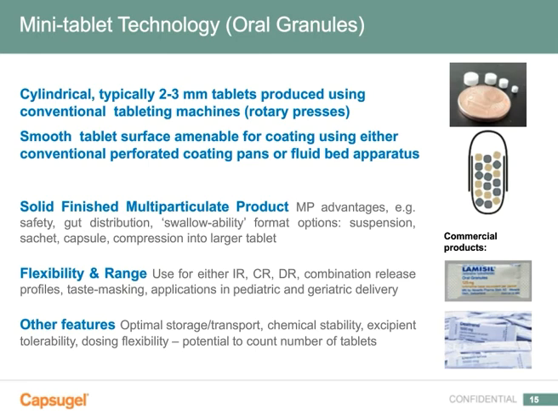Moving on a little bit here, we're talking about multi-tablets or mini-tabs. Mini-tabs are cylindrical small particles, typically on the order of 2 to 3 millimeters, that are produced using conventional tableting machines, so a traditional rotary press. Basically, the only modification that has to happen for the rotary press is to use a special die that's specific for the mini tablets.